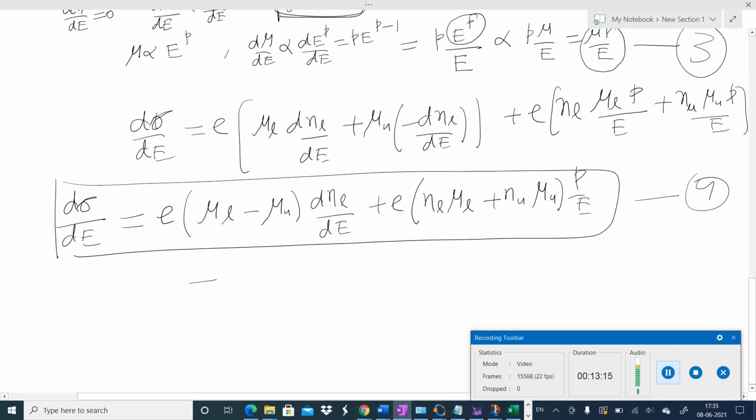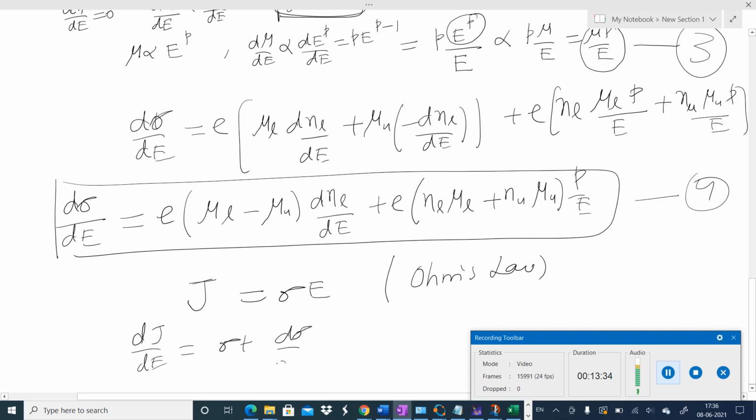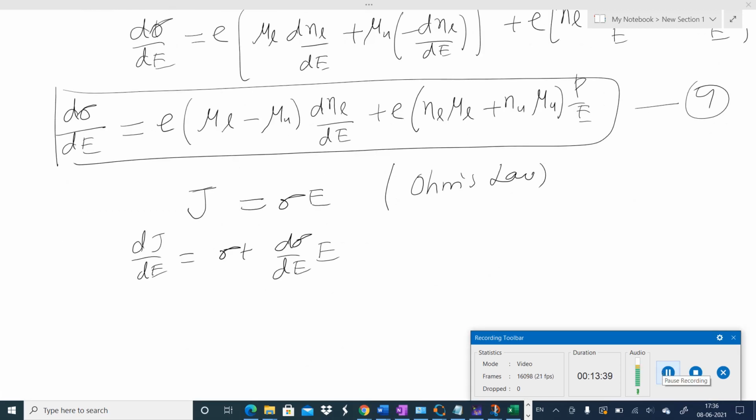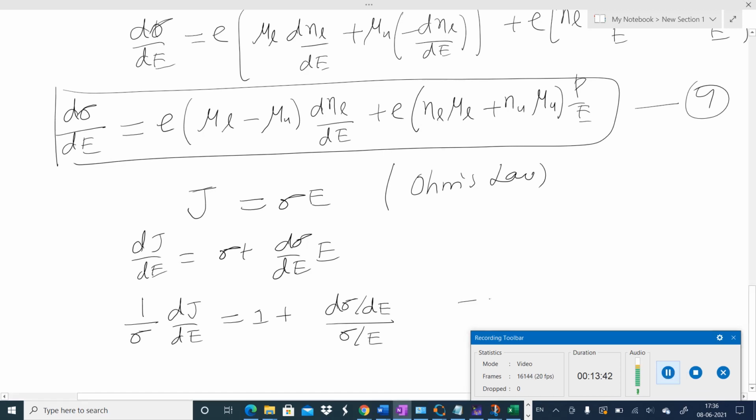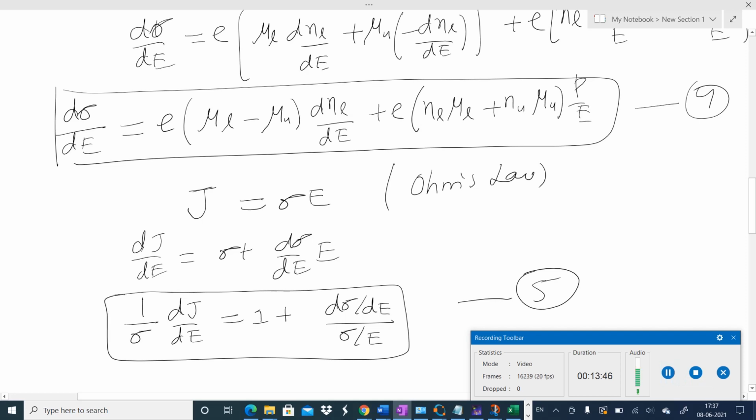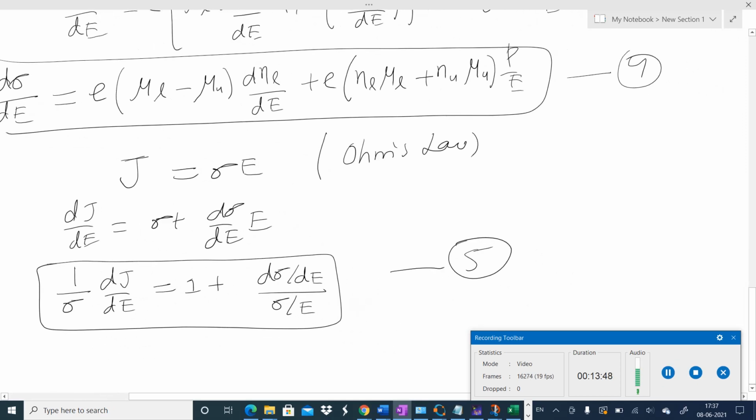We also know that current density is related to electric field in this way, where σ is conductivity, and this is also another way of writing Ohm's law. Okay, so we differentiate this with respect to electric field, so we get dJ/dE is simply σ plus dσ/dE times E. Using the UV formula, I can divide by σ on both sides, let me call this as 5. Now this equation is very important, this will provide us the explanation for negative resistance.